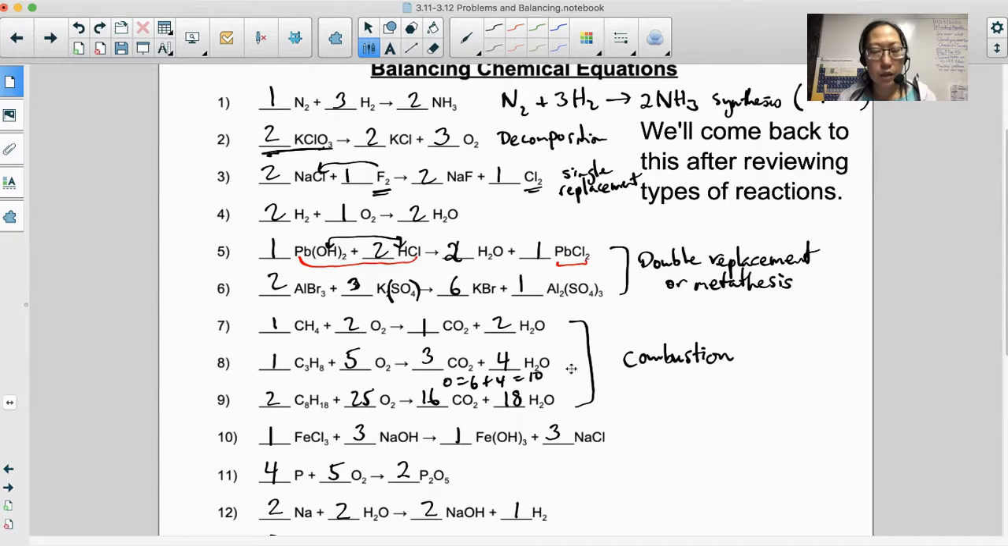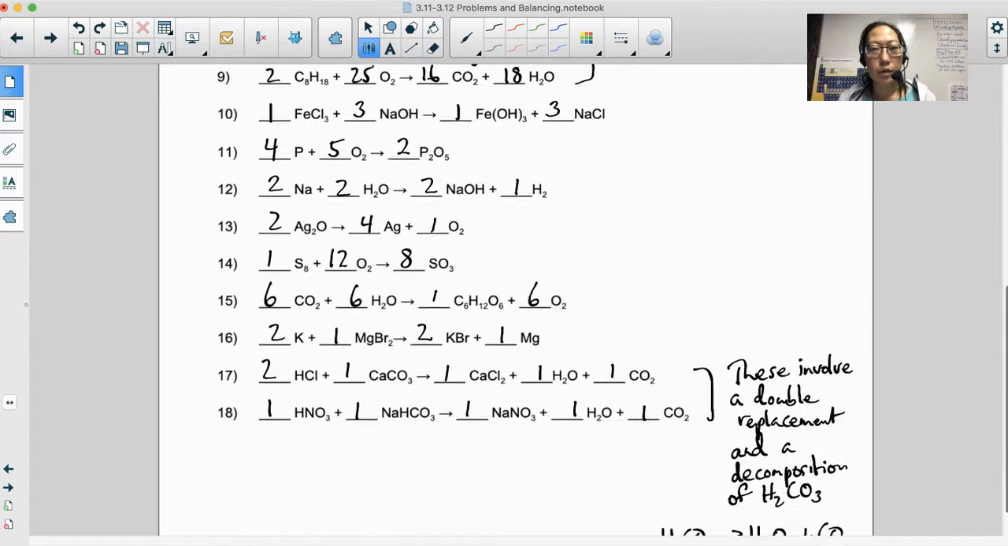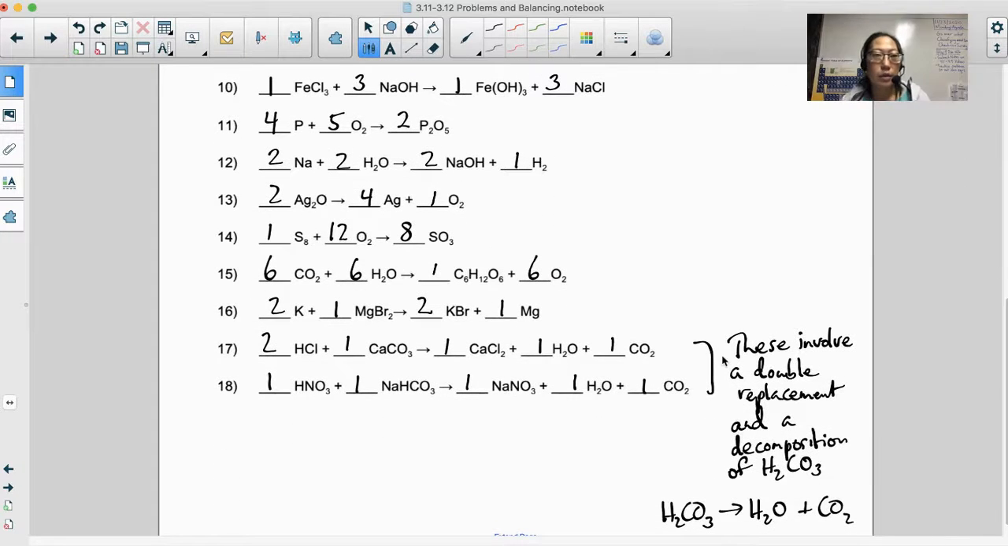Combustions are pretty easy to recognize because we have products of CO2 and H2O. Also, we have oxygen being combined with a hydrocarbon, or some sort of carbon, hydrogen, oxygen organic molecule, right here. I'll scroll this down, and these are the solutions to numbers 10 through 18.